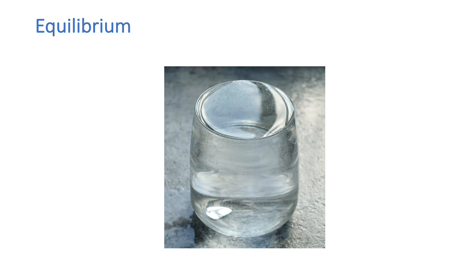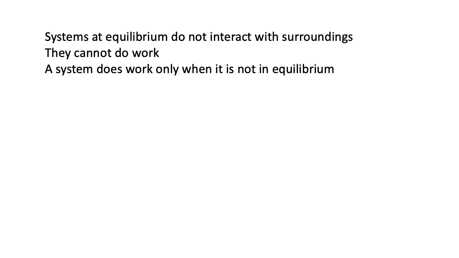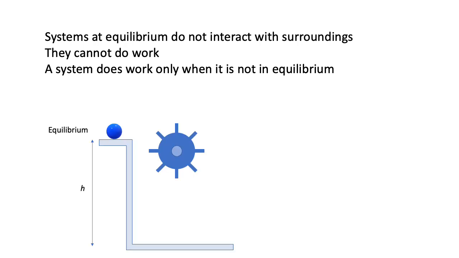If we turn the tap off and we leave the water, then it is an isolated system, it is not interacting with the surroundings, and the properties are now constant, so we would call this a state of equilibrium. So systems which are at equilibrium do not interact with the surroundings, and that means that they cannot do work. A system can do work only when it is not in equilibrium.